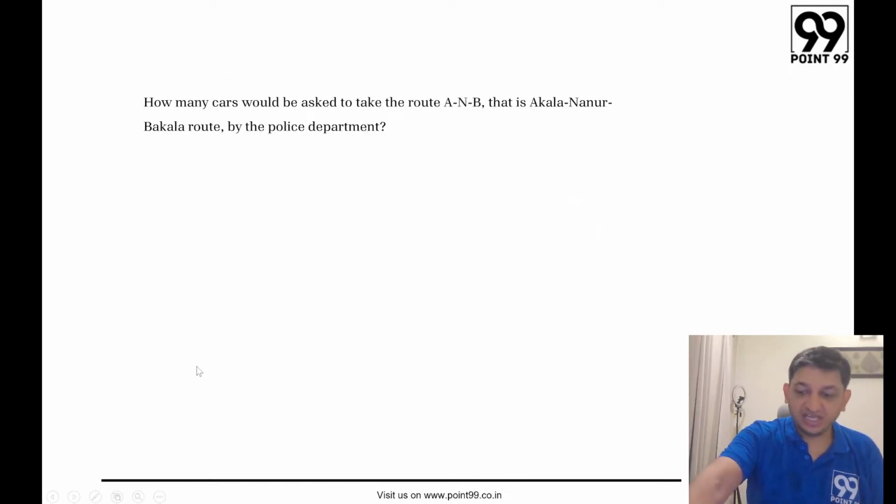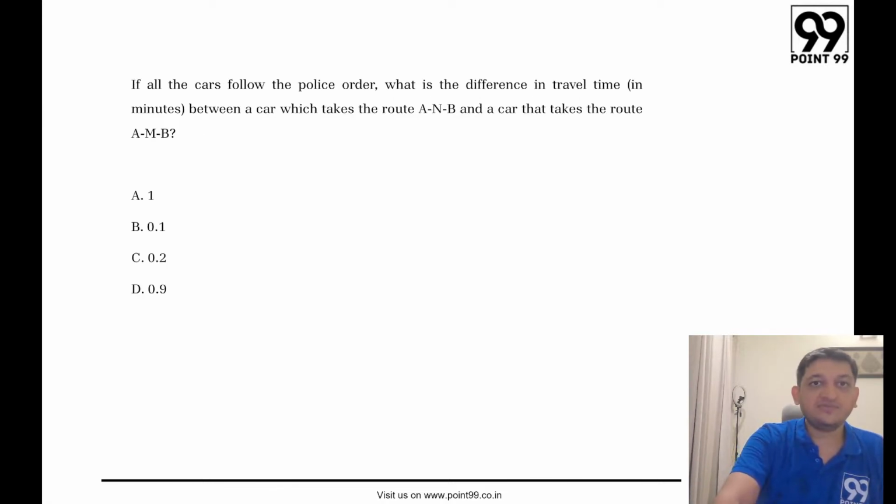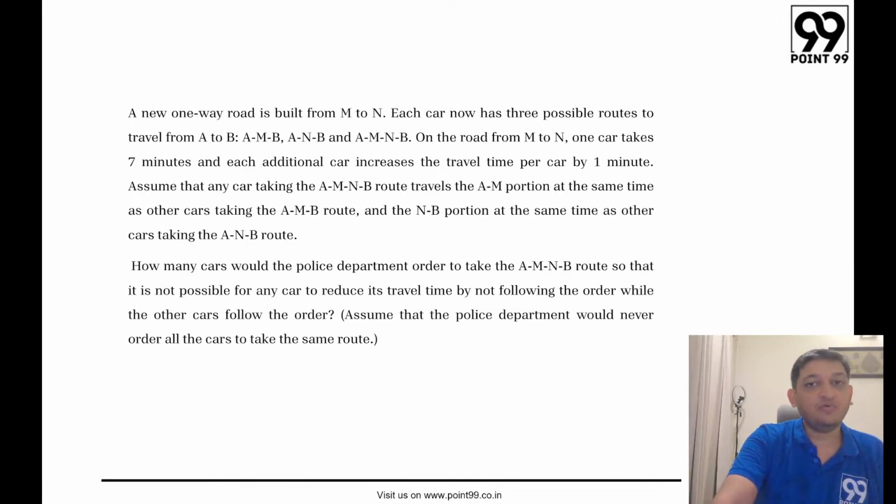Now this is the first question. How many cars would be asked to take the route A and B? That is Akala, Nanur, Bakala route by the police department. If all the cars follow the police order, what is the difference in travel time between A and B and A and B? And now you have additional information for questions 3 and 4.